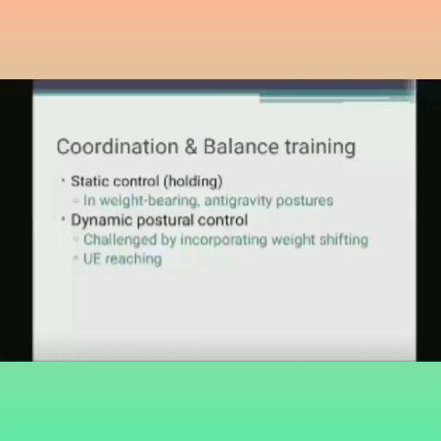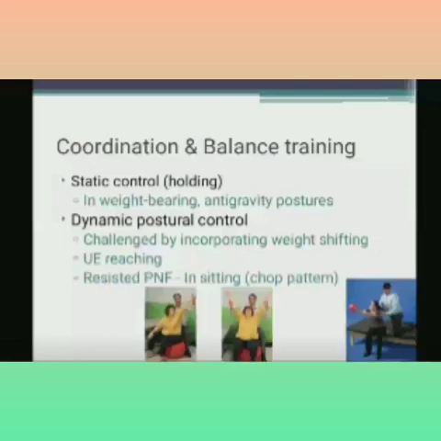Then you can do something called resisted bilateral PNF. Some people had a doubt on this. This is doing the diagonal activity in a bilateral pattern. Here you can do the chopping activity, like the person is cutting some object in front of them. So they will do that diagonal movement of the upper limb. Those have to be done.